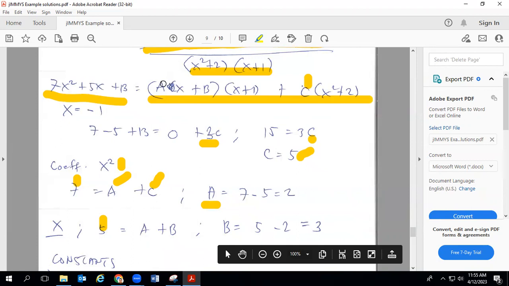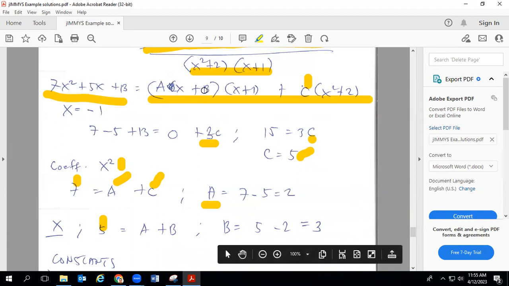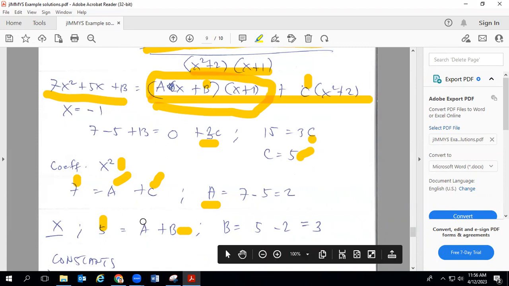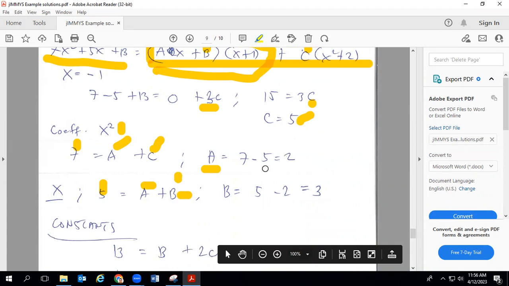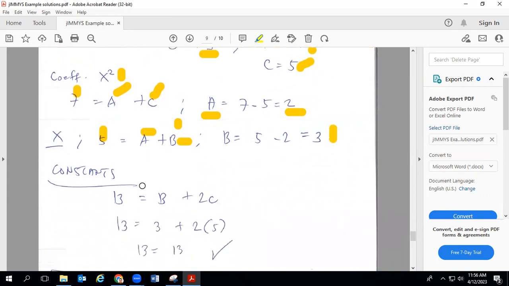If you are going to distribute ax times 1 is ax. Then you have also b times x, bx, so just copy b. Here, we don't have an x variable. So our coefficient of x is only coming from here. Expand this one. Ax and x is ax squared. Ax and 1 is ax. The coefficient is a. B times x is b. So from here, since a is already calculated to be equal to 2, we can compute the value of b, which is equal to 3. You can check if this is correct using the constants.